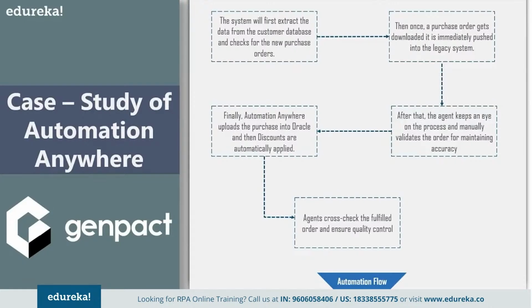So what would happen is the system would first extract the data from the customer database. Then once the data has been extracted, it would be pushed into the legacy systems. After that, the agent would keep an eye on the process and validate the data. And finally, Automation Anywhere would upload the purchase into Oracle and the discounts would be applied. As a cross-check to the complete system, agents would cross-check the fulfillment order and ensure quality control. Right? So I hope I'm clear with this point.